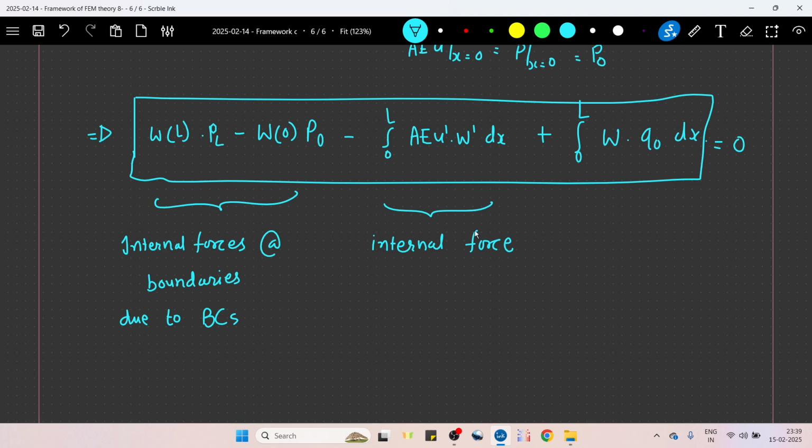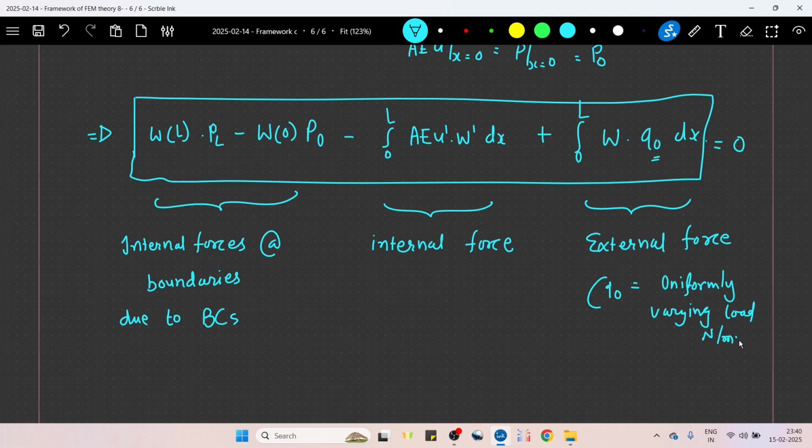And this is q0, we know it is an external force. Okay, so this is an external force or external contribution. So we know q0 is nothing but what we have defined as a uniformly varying load, which is nothing but Newton per mm.